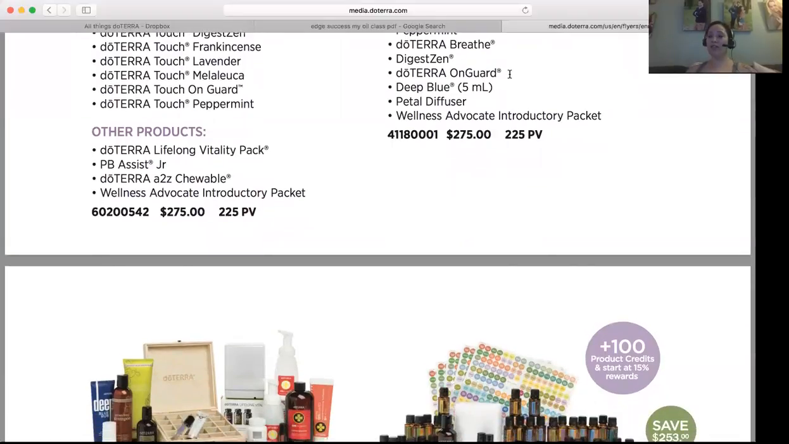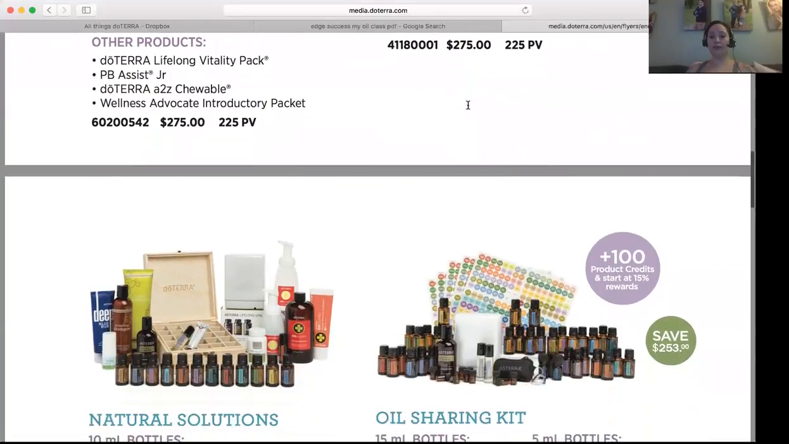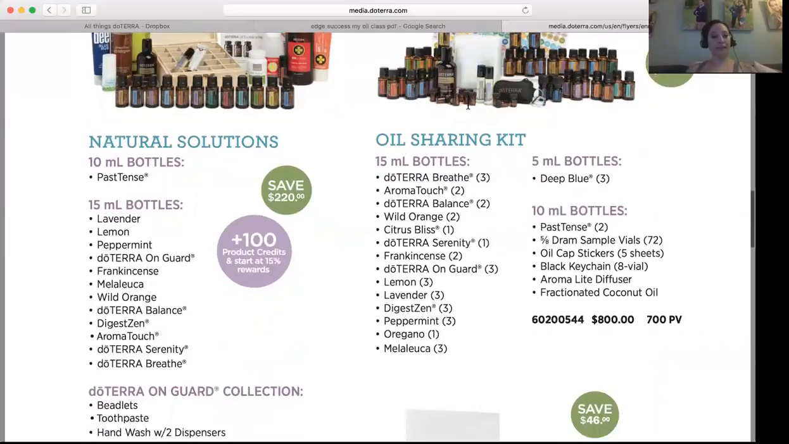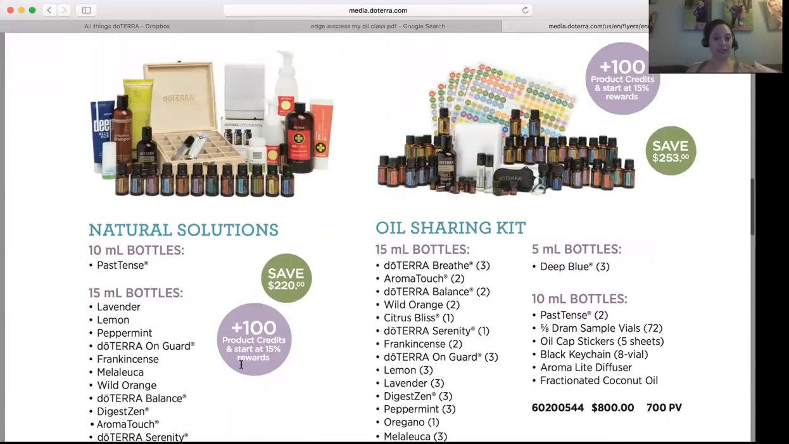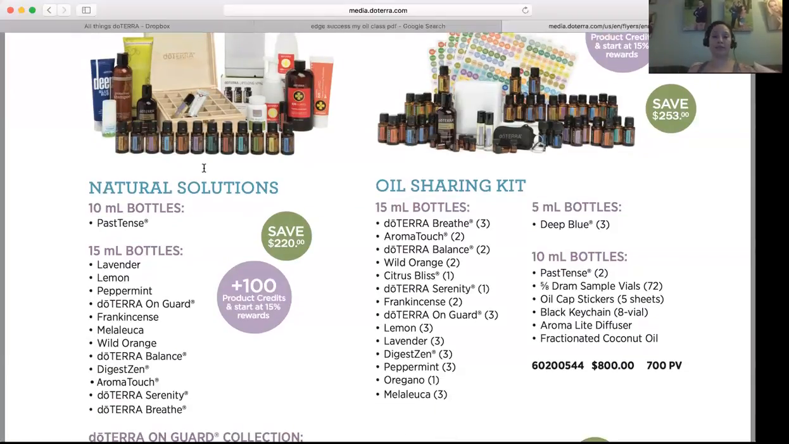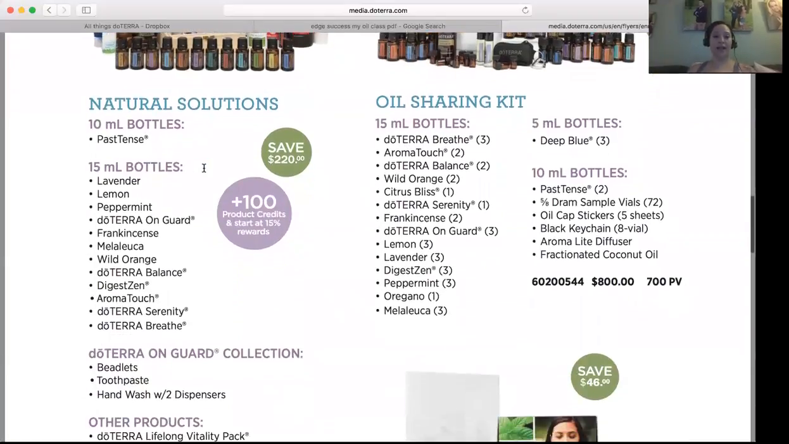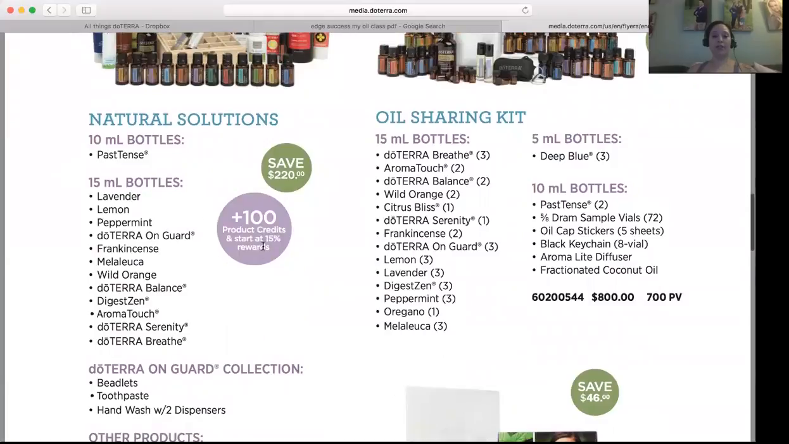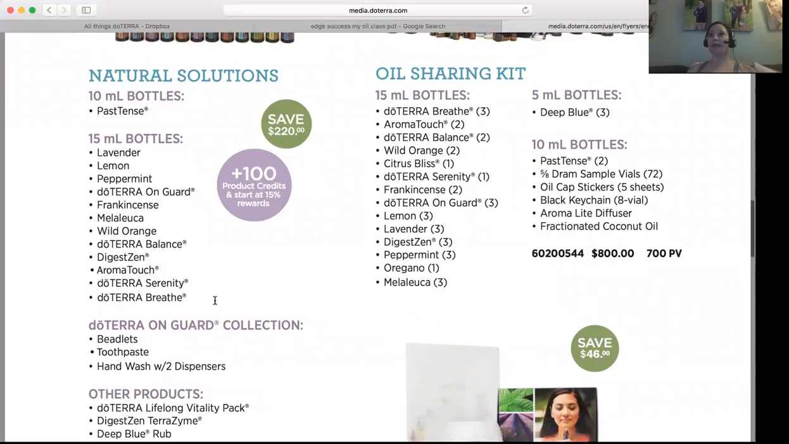Your On Guard is your immunity. Deep Blue is your aches and pains. And of course, your Petal Diffuser. Believe it or not, the Natural Solutions kit is awesome, and I'll tell you why, and is the number one selling kit within doTERRA. The reason for that is because they give you 100 in product credits back after your loyalty rewards order the following month, but you also get a little bit of a lot.